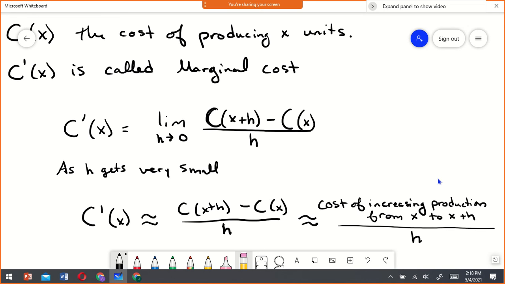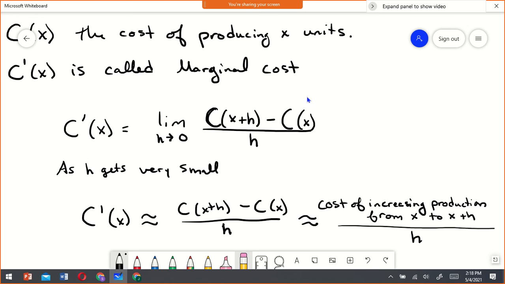So if we're going to go from having 20 units produced to 30 units produced, then H is 10, and we can calculate the cost, take the difference, divide by 10 to figure out what our increase in production is costing us. But then as we let H get really small, closer and closer to 0, we can sort of discuss this in a different way.